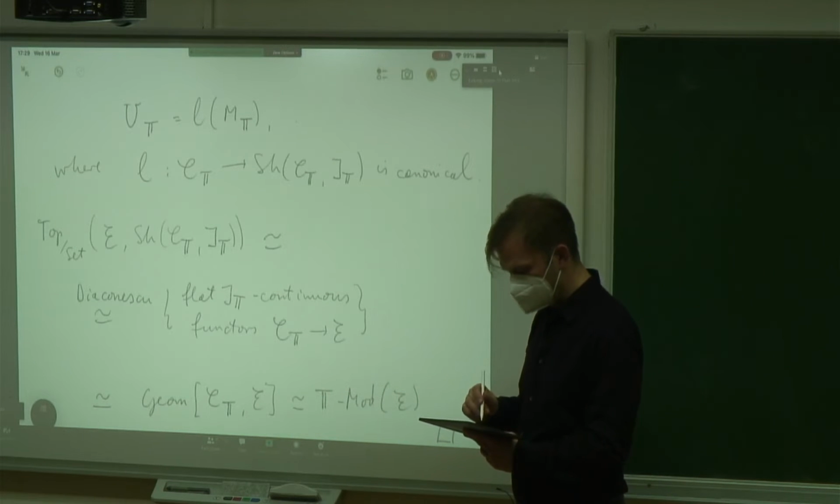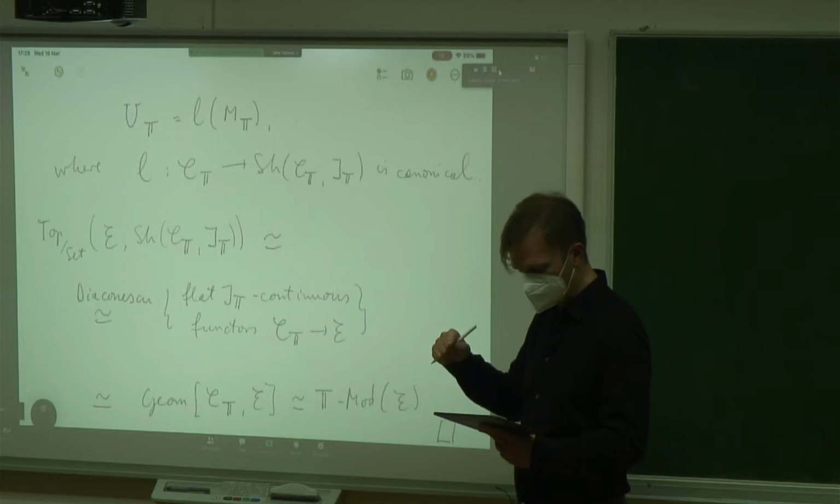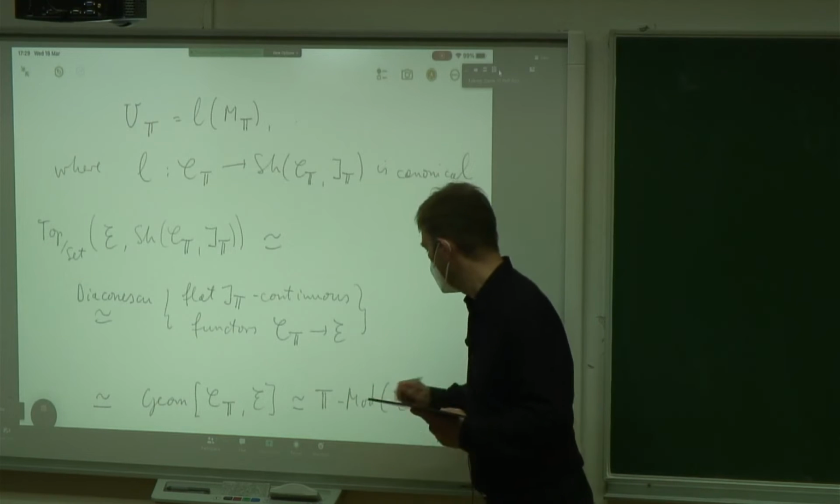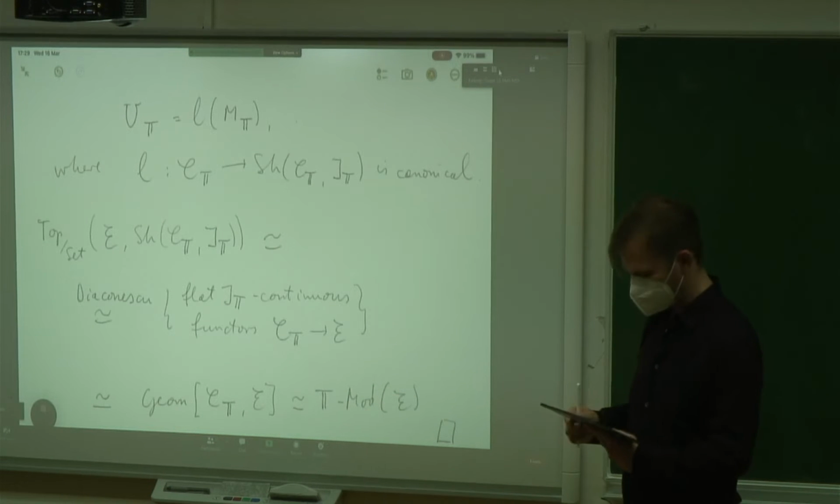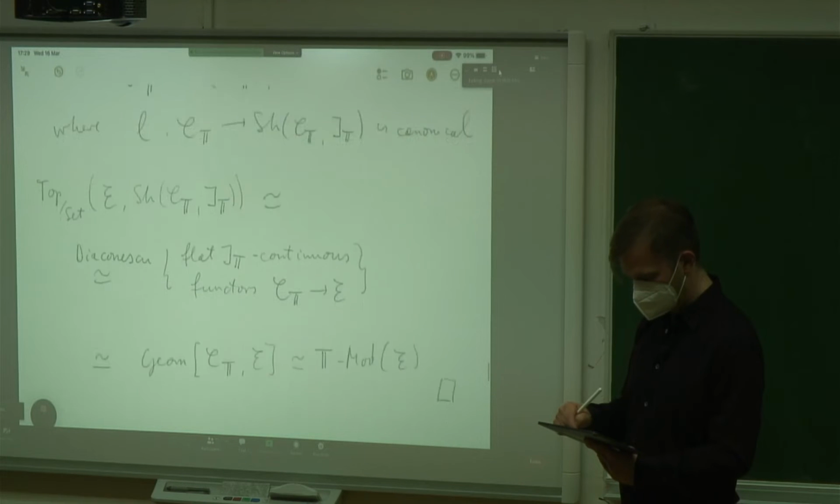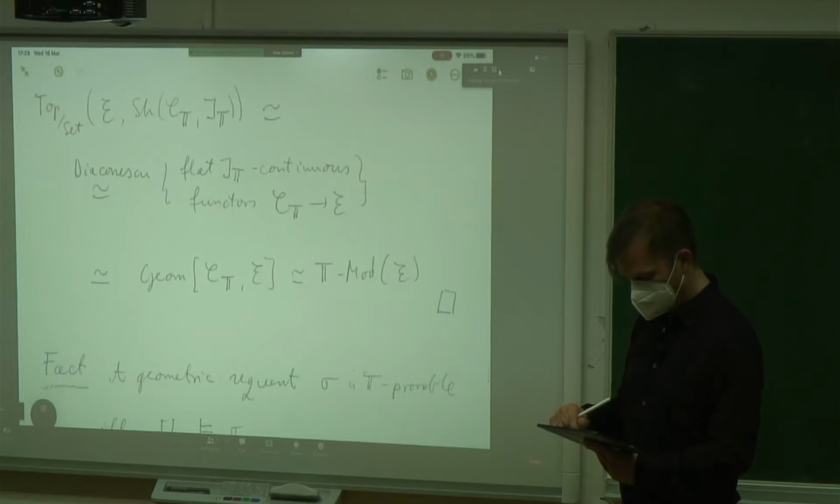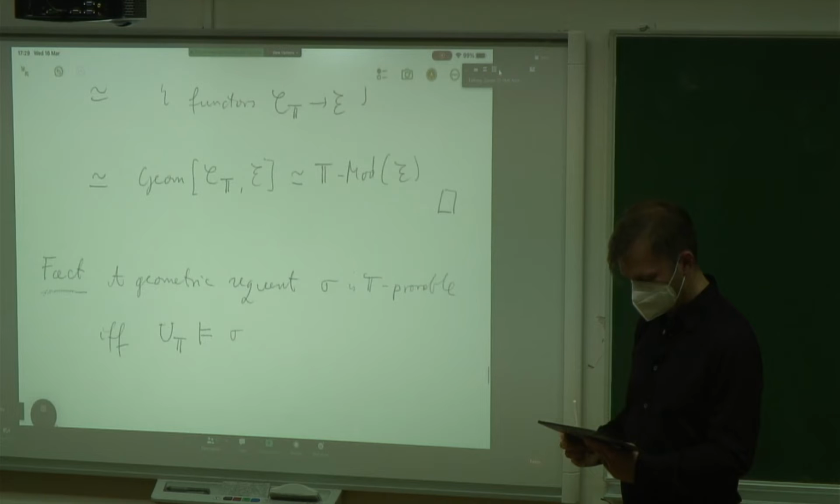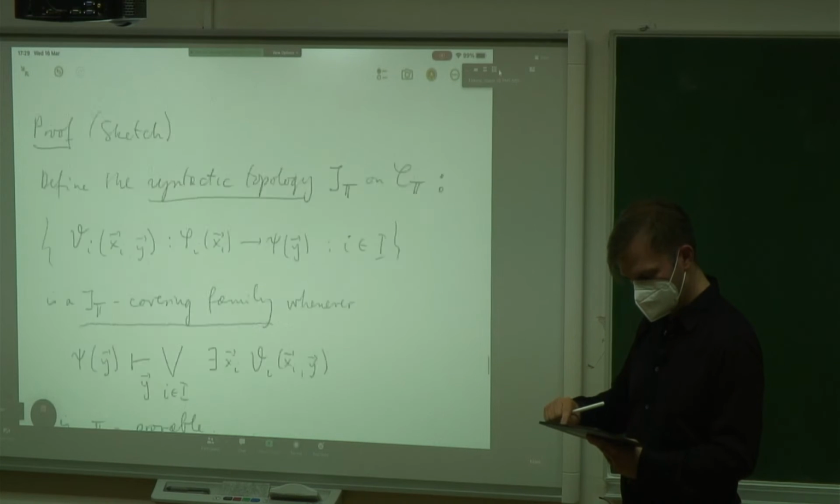And that, by one of the previous theorems, is precisely T mod of E. And that's the end of the proof. So, in a similar way, we have sort of an extension of this completeness theorem.